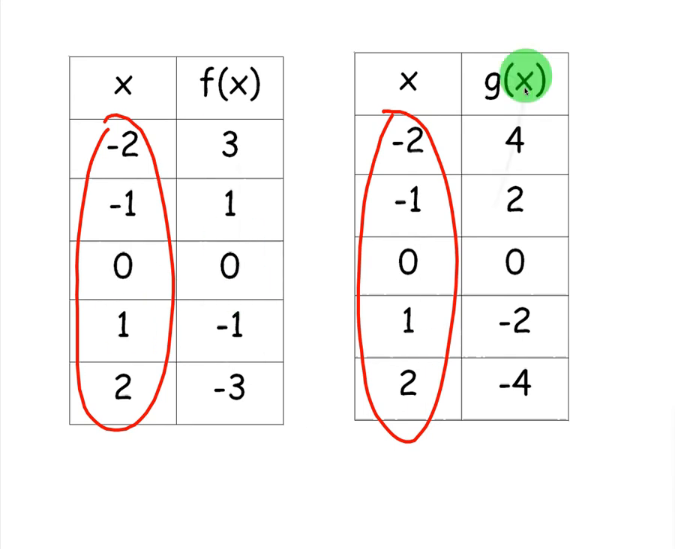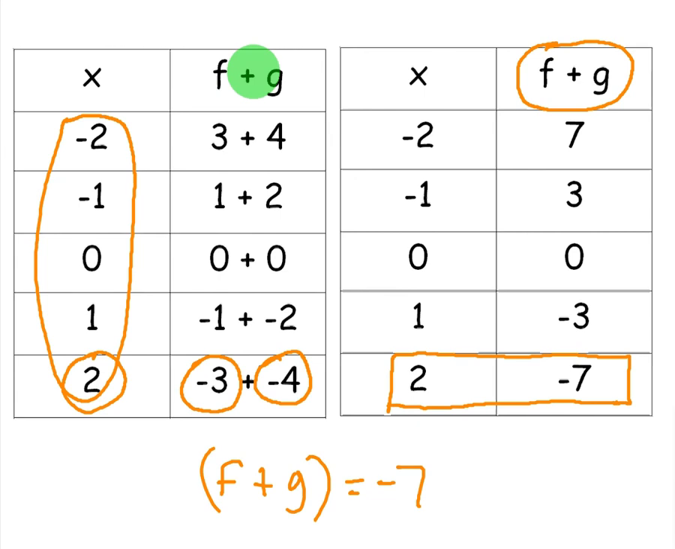So f of x plus g of x is just going to be the y values for these inputs, negative 2, negative 1, 0, 1, 2, plus the y values for the same inputs for g. Okay, so that's what we're going to do. Let's take the y values of f and add the y values of g, and that will give us f plus g given the same inputs. So final answer is negative 2, 7, negative 1, 3, 0, 0, 1, negative 3, and 2, negative 7.